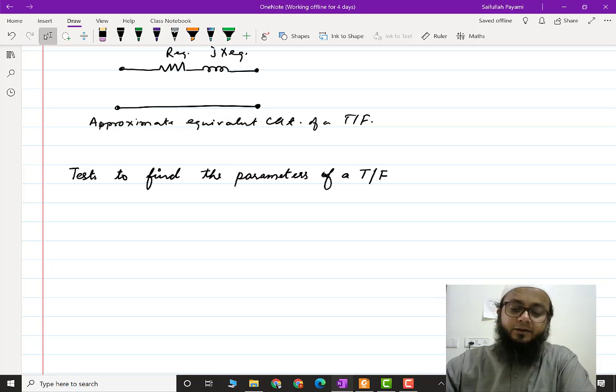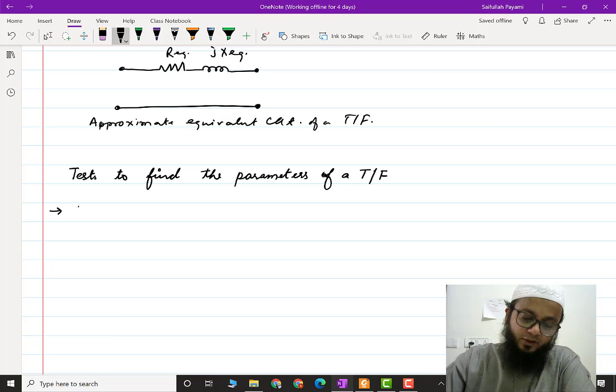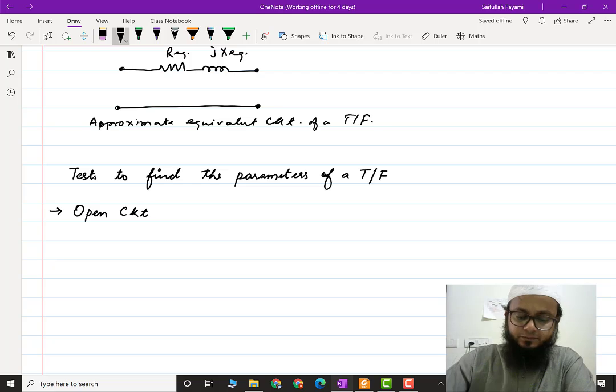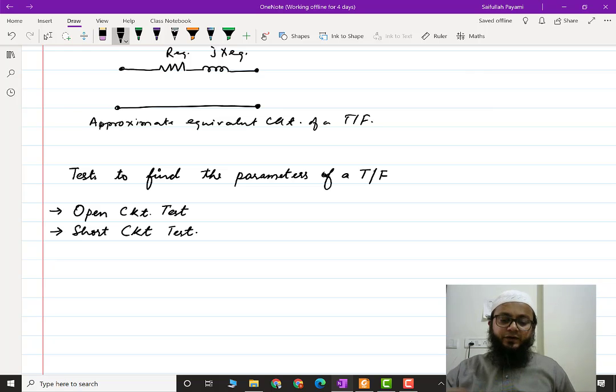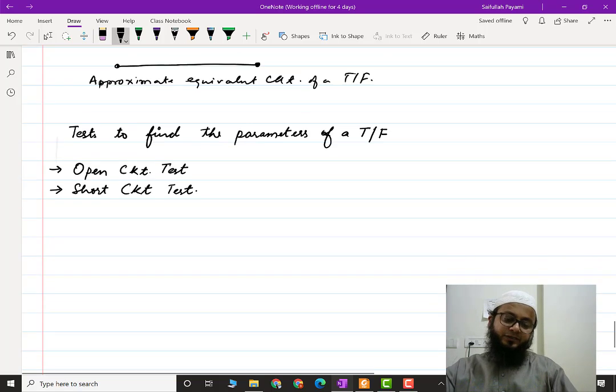So to find the parameters of a transformer, there are two tests. One is the open circuit test. For circuit, generally I write CKT, circuit test, and another is the short circuit test. Okay, so we will discuss the open circuit test first.